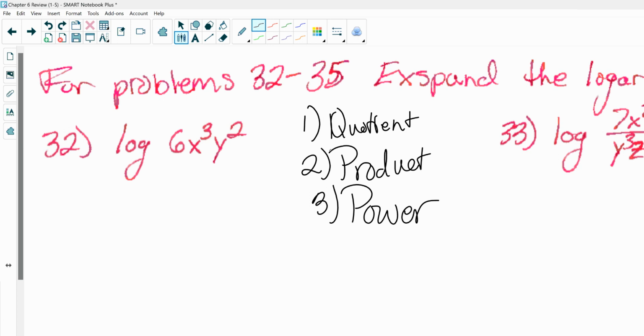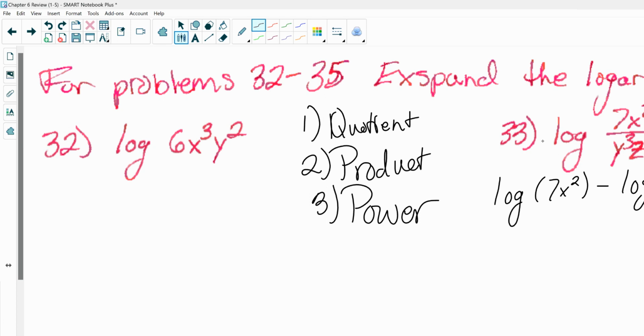Which one do we want to look at? 33. Log of 7x squared over y to the 3rd z squared. Quotient is first. Whenever we have something being divided inside the log, we can rewrite it as 2 logs being subtracted. The first log will contain what's on top. The second log will contain what's on bottom. If it's on top, it's going to be positive. If it's on bottom, it's going to be negative.